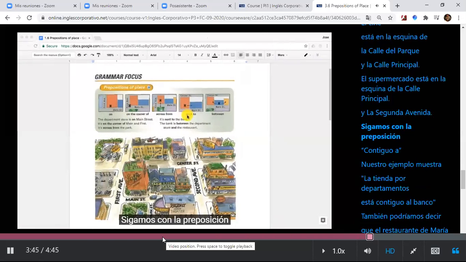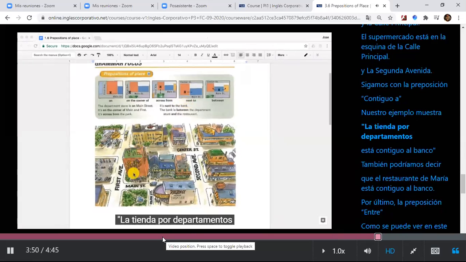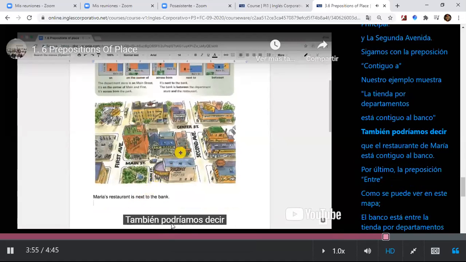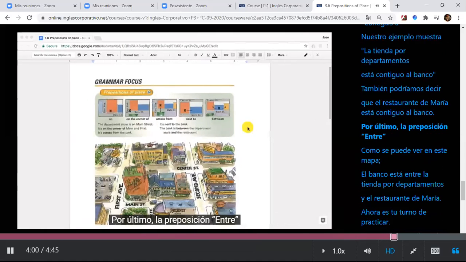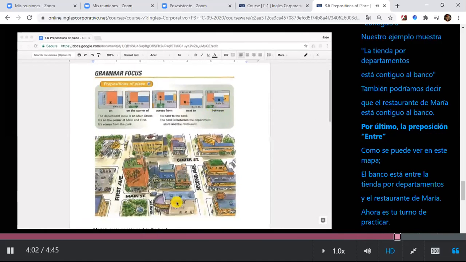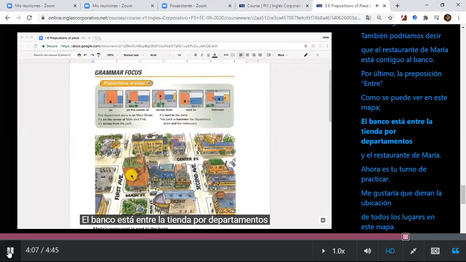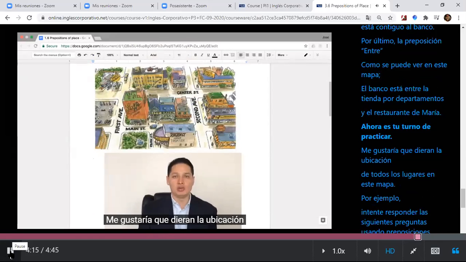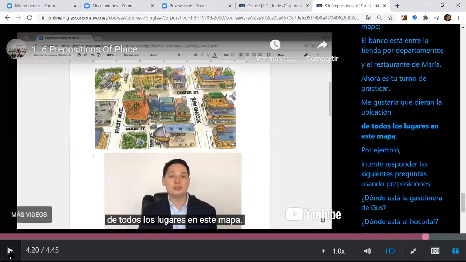Let's move on with the preposition next to. Our example shows the department store is next to the bank. We could also say Maria's restaurant is next to the bank. Finally, the preposition between. As you can see on this map, the bank is between the department store and Maria's restaurant. Now it's your turn to practice. I would like for you to give the location of all the places on this map.